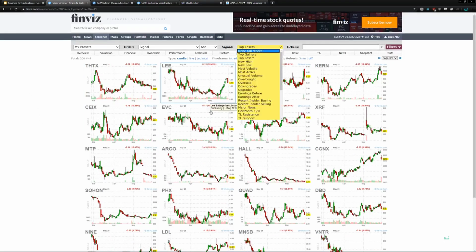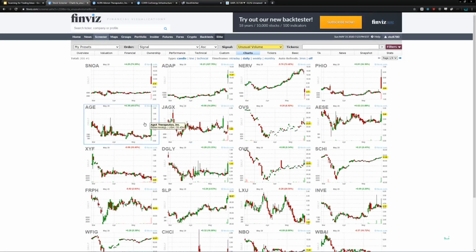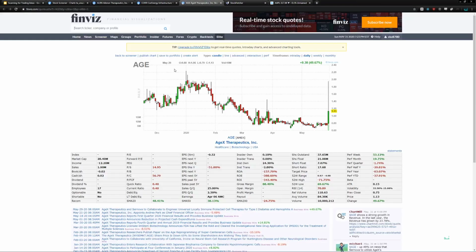So there's the top gainers and top losers. Let's also look at the unusual volume scan. This is another good example, Ajax Therapeutics, of one that has a humongous wick on top of it. This is not what I'm interested in, right? There's too much uncertainty, and plus this is a super thinly traded stock, average volume of only 84,000 shares. So I wouldn't touch this, but it's a good example of what I'm not looking for.